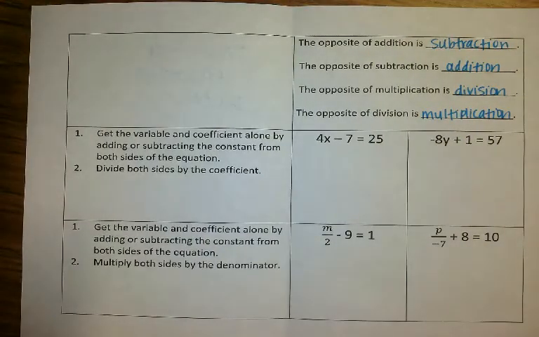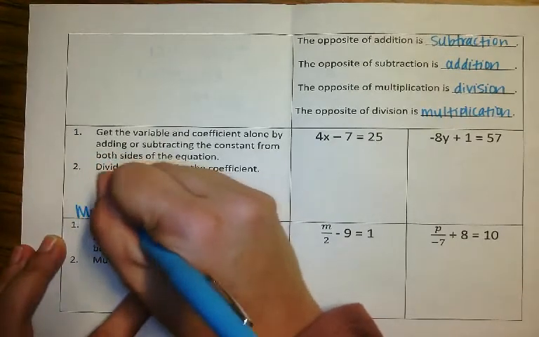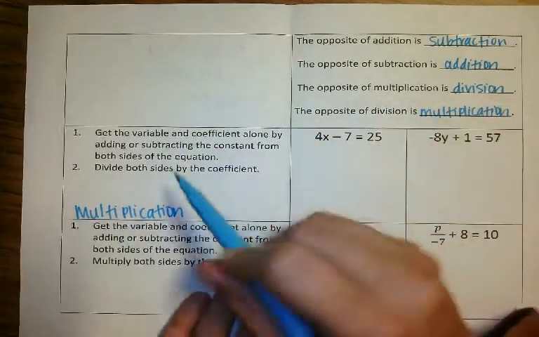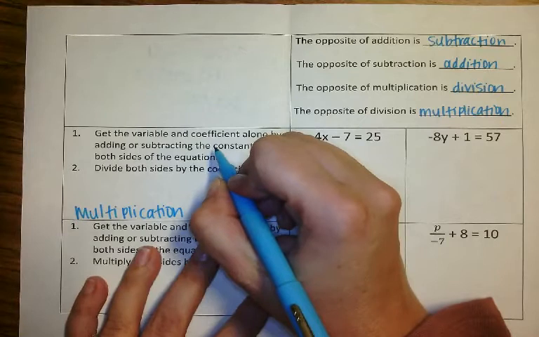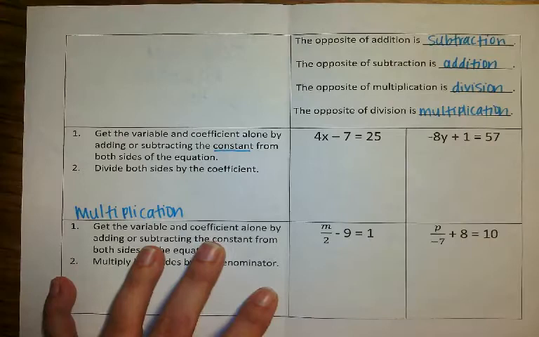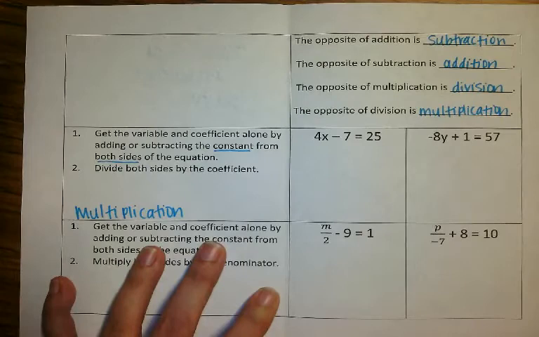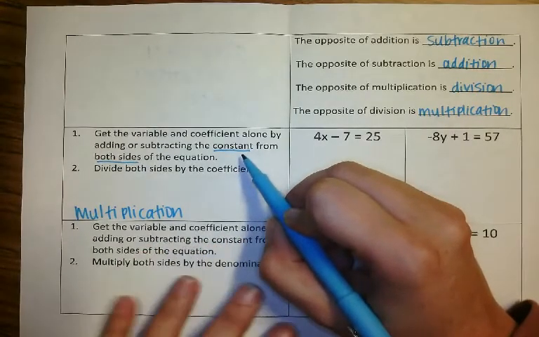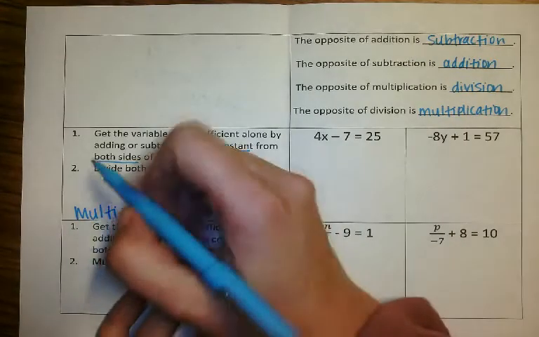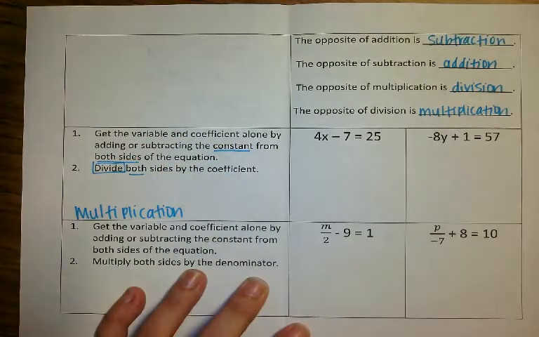So if you are solving a two-step equation that has multiplication, we're going to follow these steps. We want to start by getting the variable and coefficient alone by adding or subtracting the constant from both sides of the equation. So our first step is to get rid of the constant that's next to the variable and coefficient. And then our second step is to divide both sides by the coefficient.